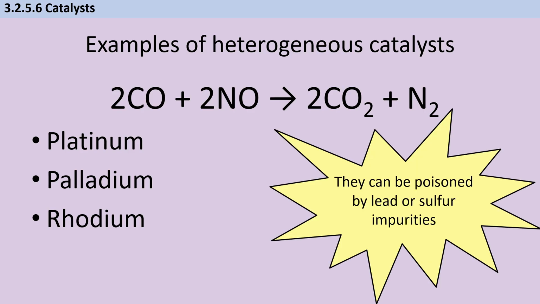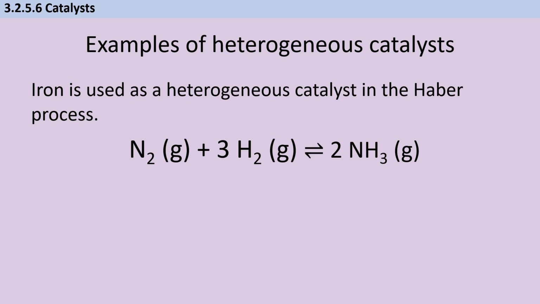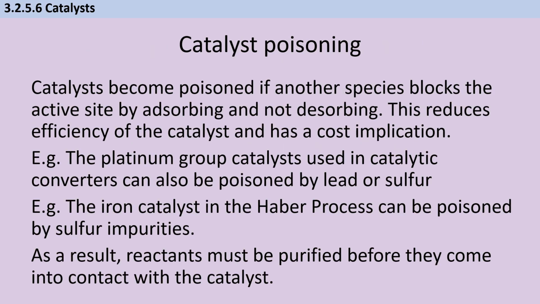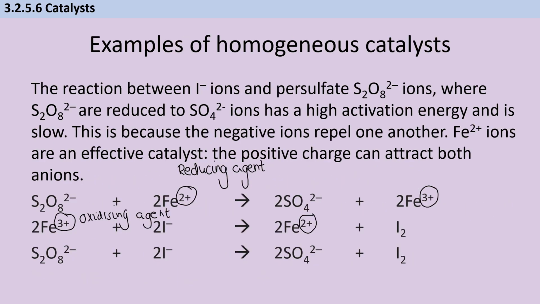But these catalysts can easily be poisoned by lead or sulfur impurities, and this makes it necessary to remove these from fuel. You should also know that iron is necessary as a catalyst in the Haber process in order to reduce the energy requirements. In order to prevent the poisoning of catalysts, which reduces the efficiency of the catalysts and therefore has cost implications, reactants need to be purified before they come into contact with them.